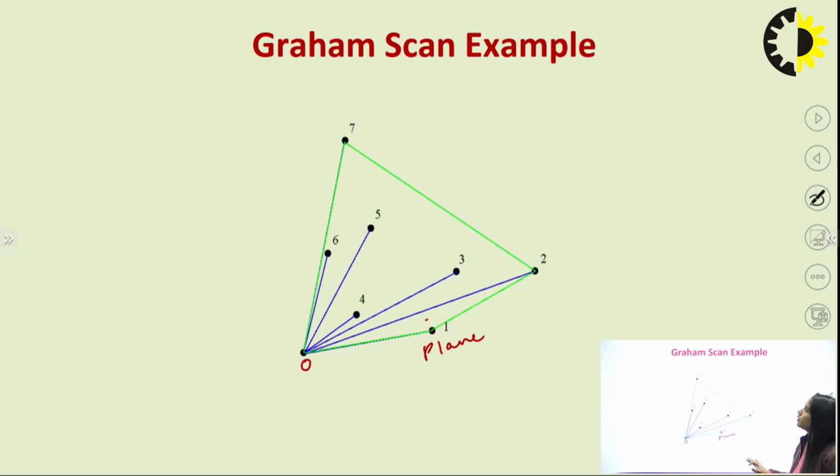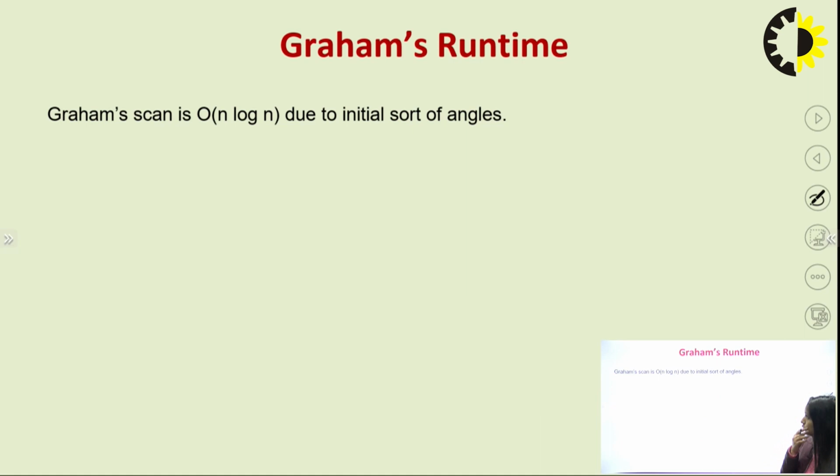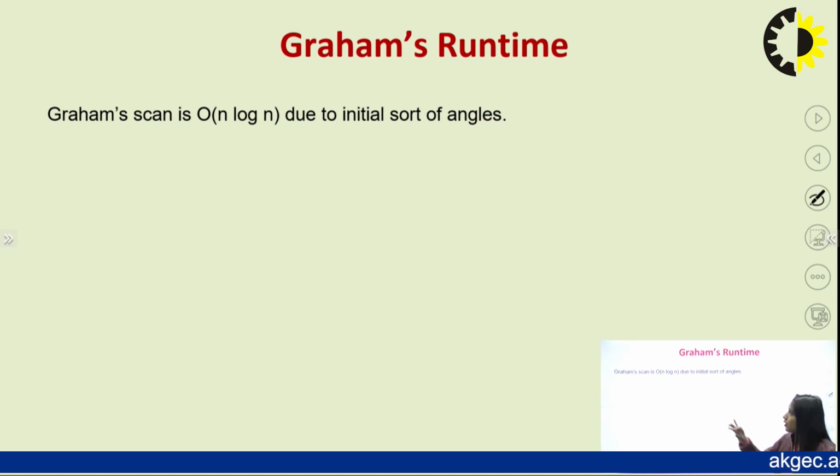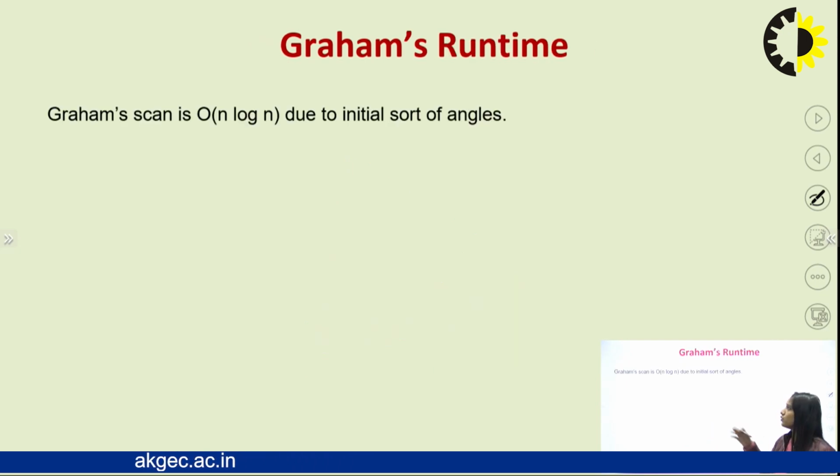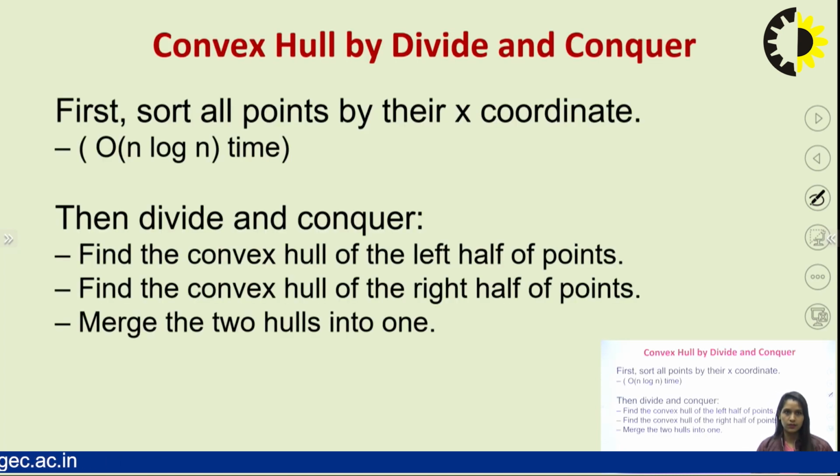This is the way we get the solution from the Graham-Scan algorithm. The Graham-Scan algorithm gives you basically an order of n log n complexity due to the initial sort of angles. Every time we make an angle, we find out the left and right side. So we get order of n log n complexity.